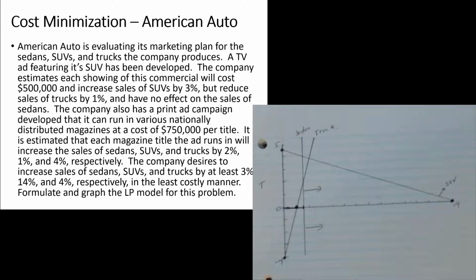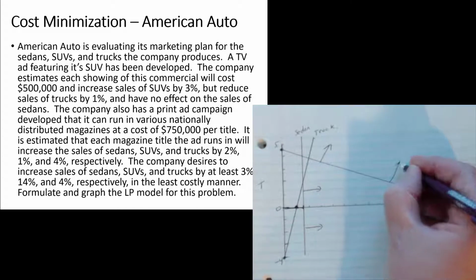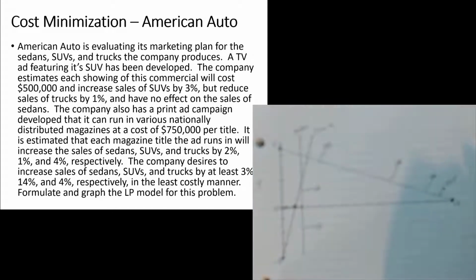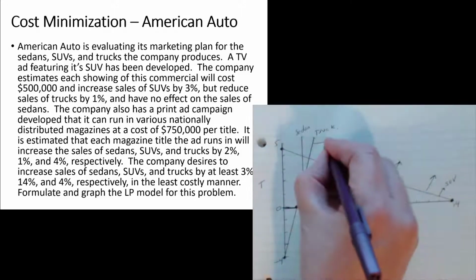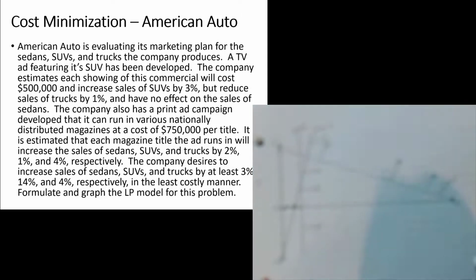Looking at SUVs now, SUV constraint, if I plugged in 0, 0 into that equation, and I get 0 plus 0, is that greater than 14? No! Right, so it must be the other way then. So go up, so 0, 0 not in the feasible region. And then I do the same thing for truck. If I were to put 0, 0 in there, is that greater than or equal to 4? No. And so truck must also be to the right.